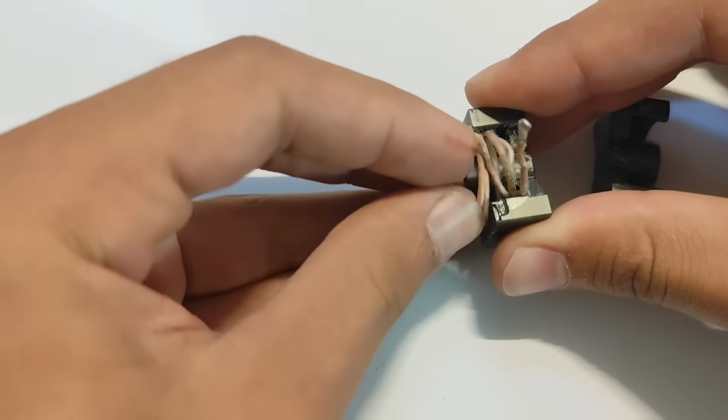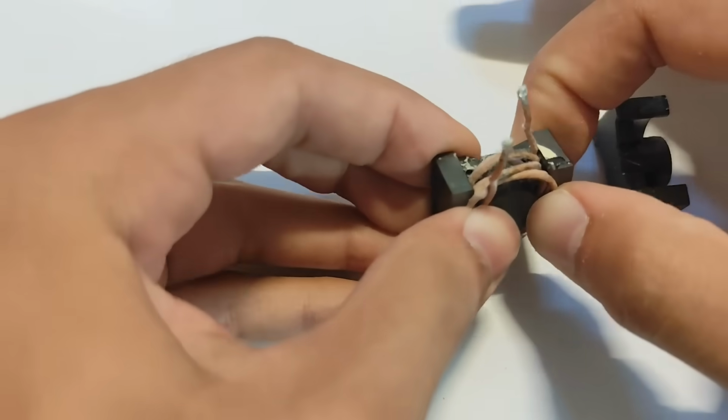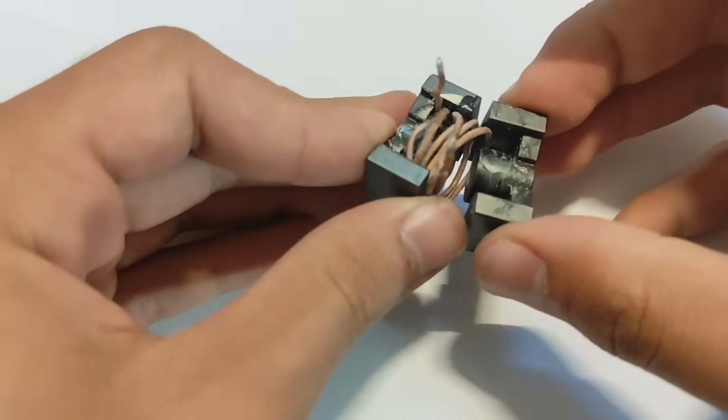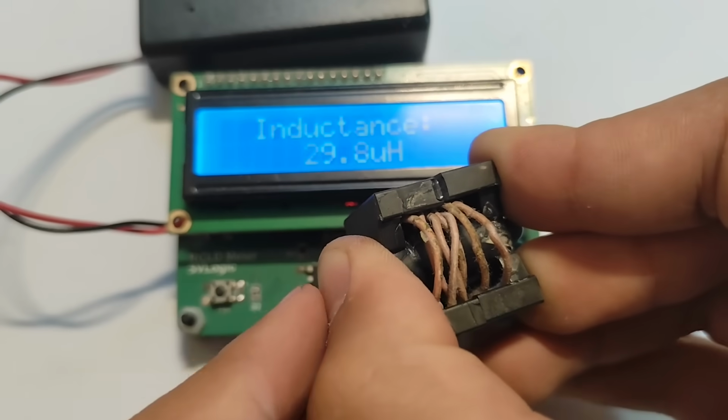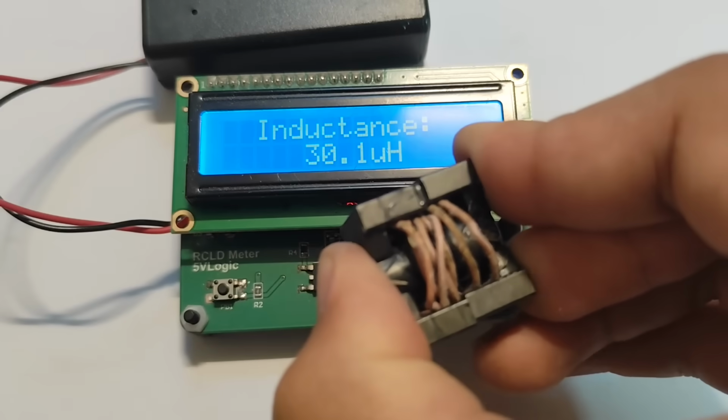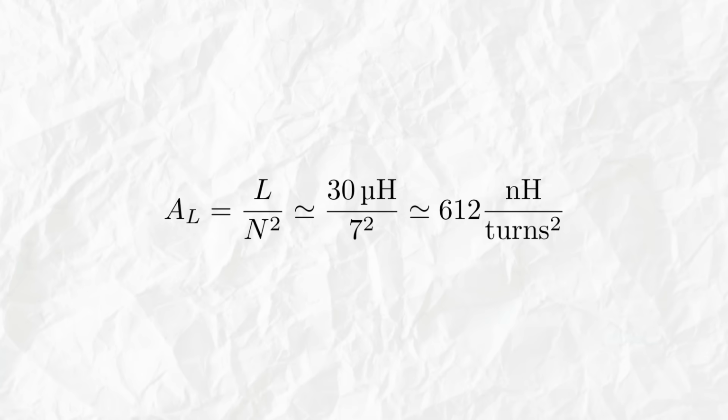So after sanding down the gap, I wound it with 7 turns, and then I measured the inductance like that, and it came out to about, I think, 30 microhenries. And this means that the inductance factor is about 0.6 microhenries per turn squared.